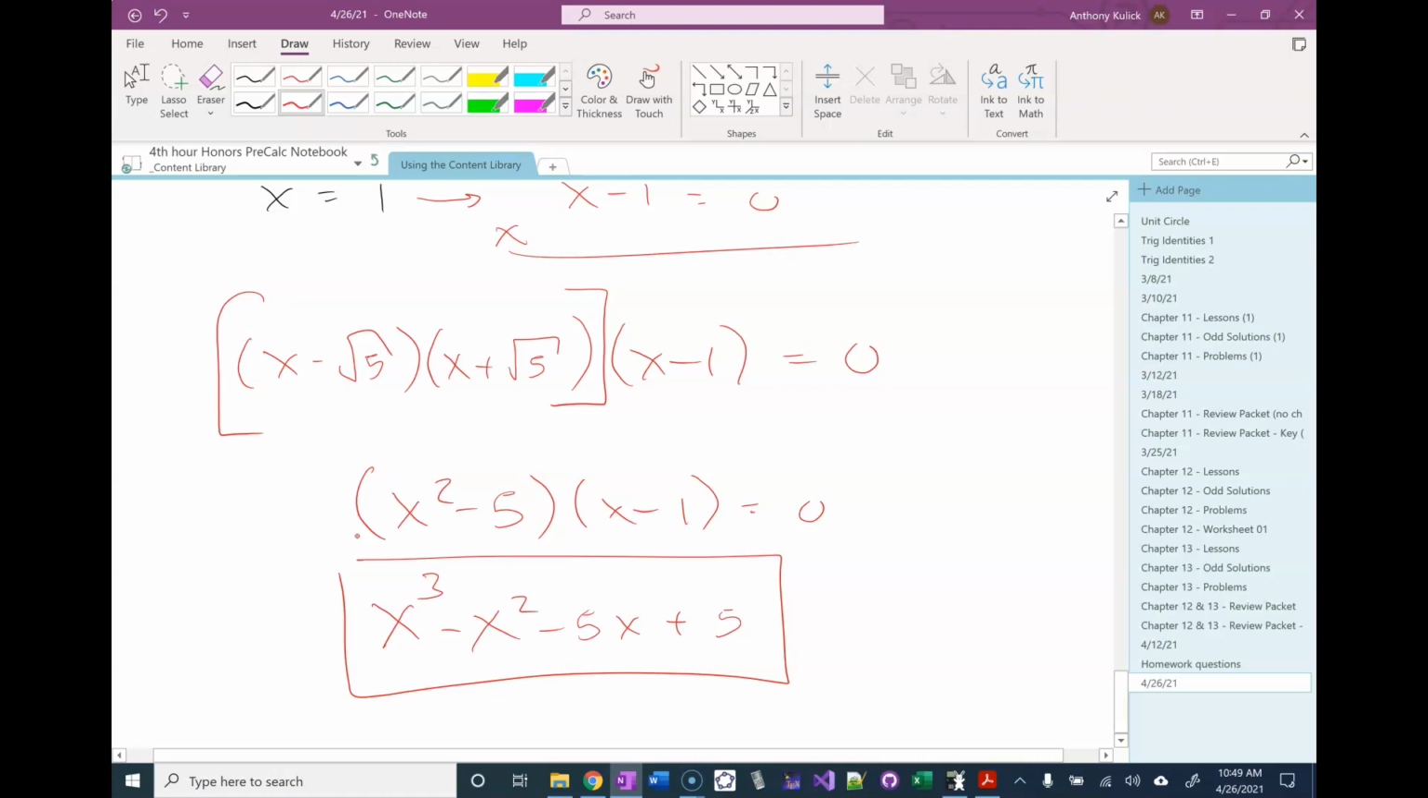Can I just graph to figure out which ones are actual zeros? Well, you could find the real ones that way. You will not be able to find the imaginary ones that way. How do you find the imaginary ones? You have to do the synthetic division process. You will not be able to find them any other way.